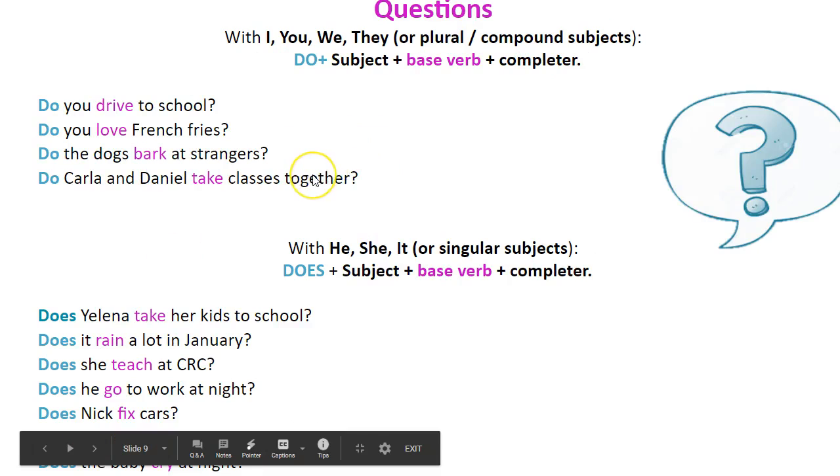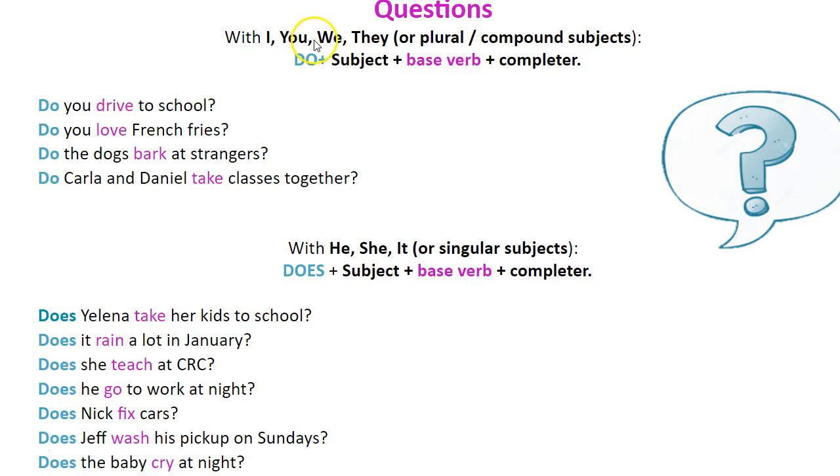Now, what about questions? So for questions, with I, you, we, they, or plural compound subjects, the order is do plus the subject, pronoun, base verb, and a completer. Do you drive to school? Do you love French fries? Do the dogs bark at strangers? Do Carla and Daniel take classes together?